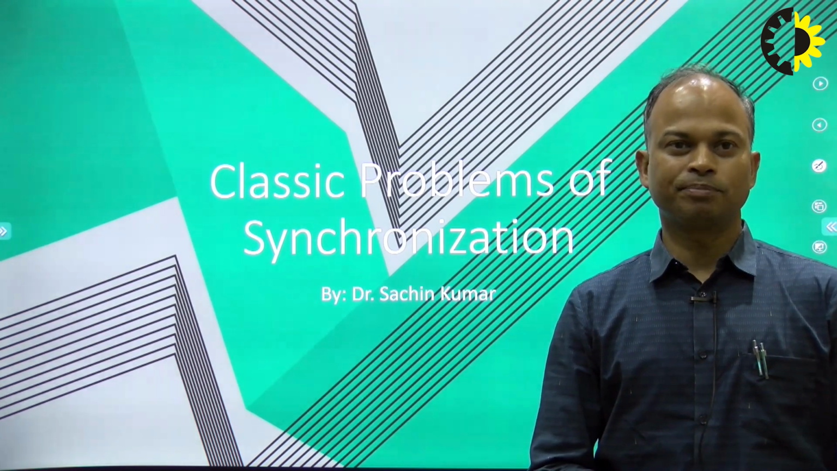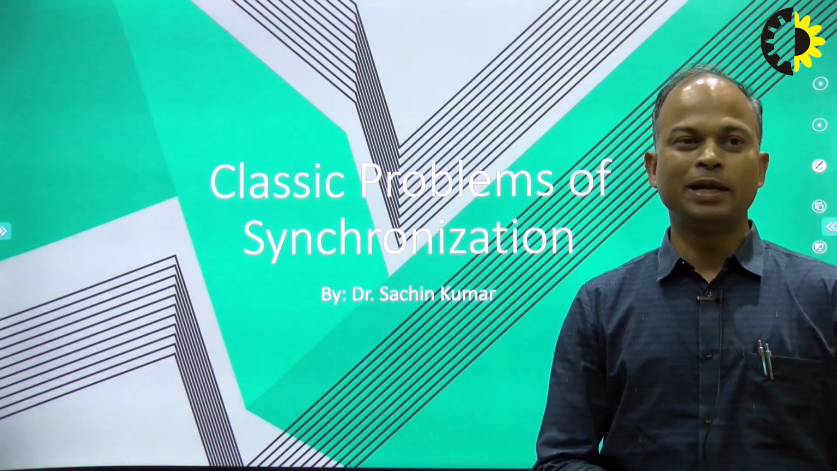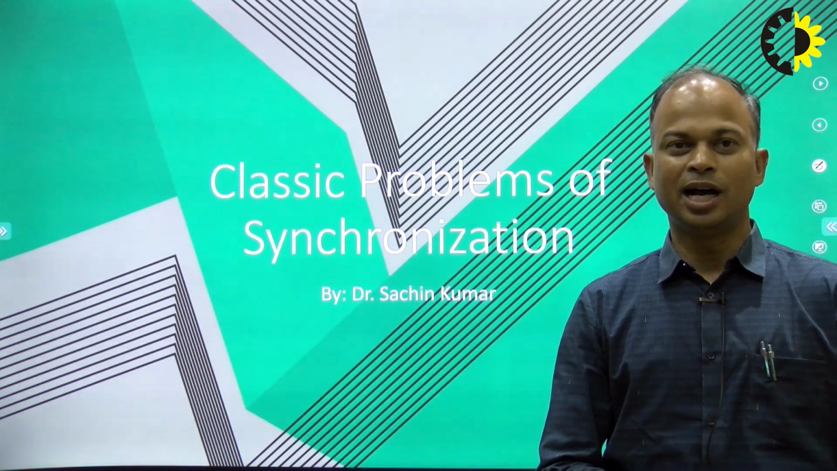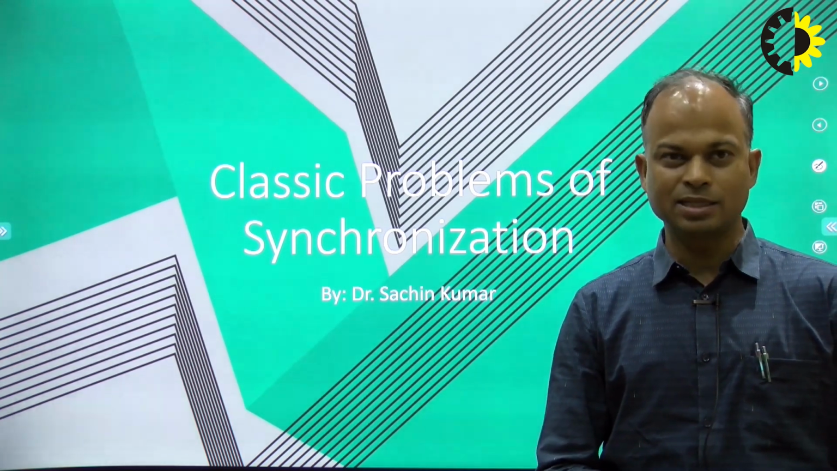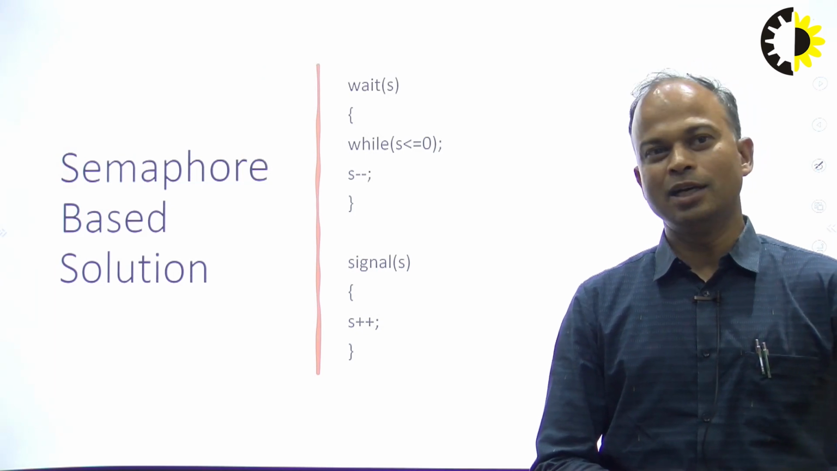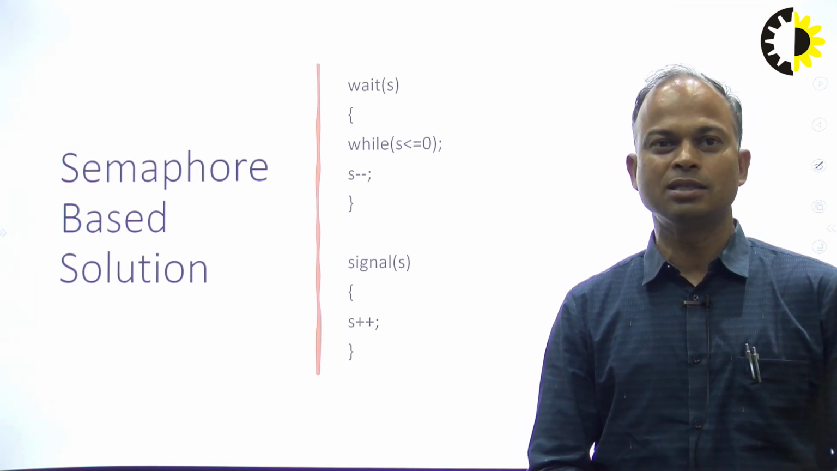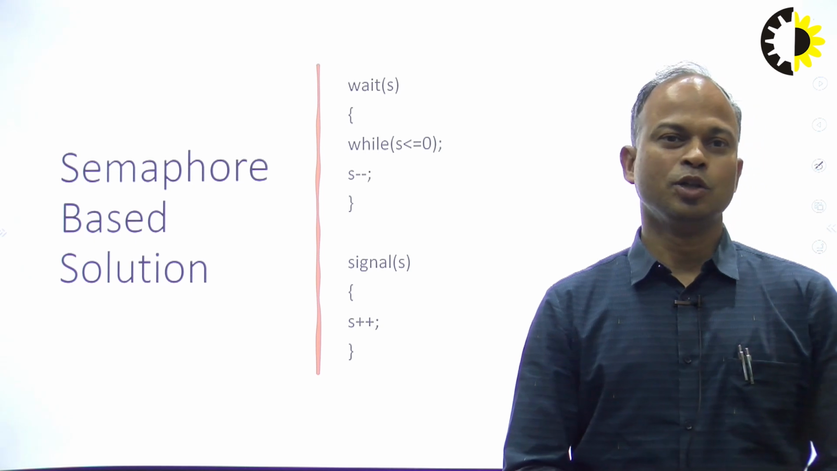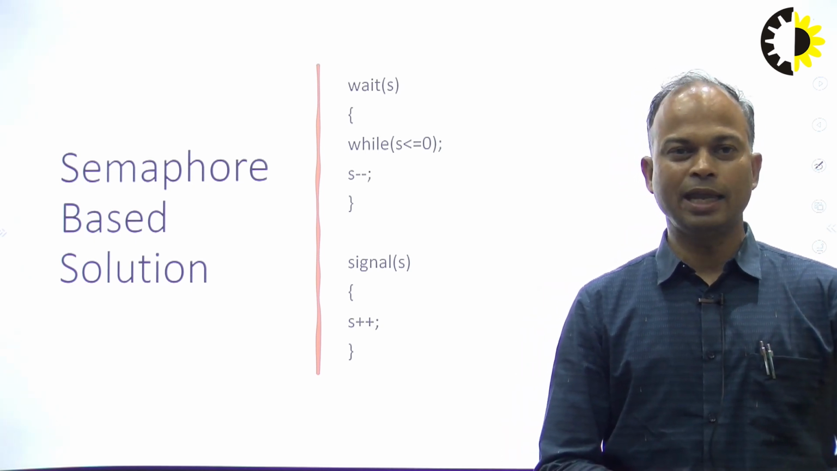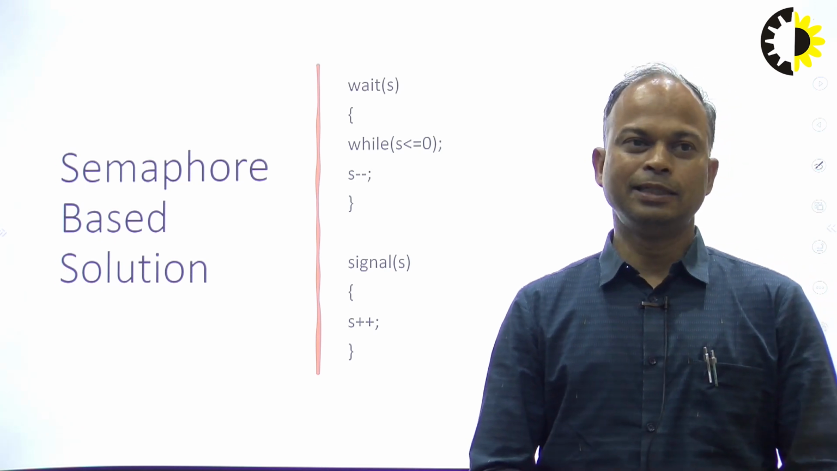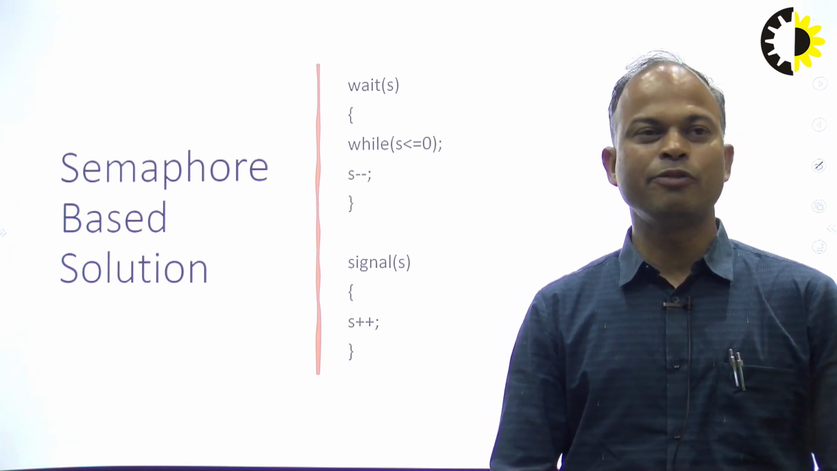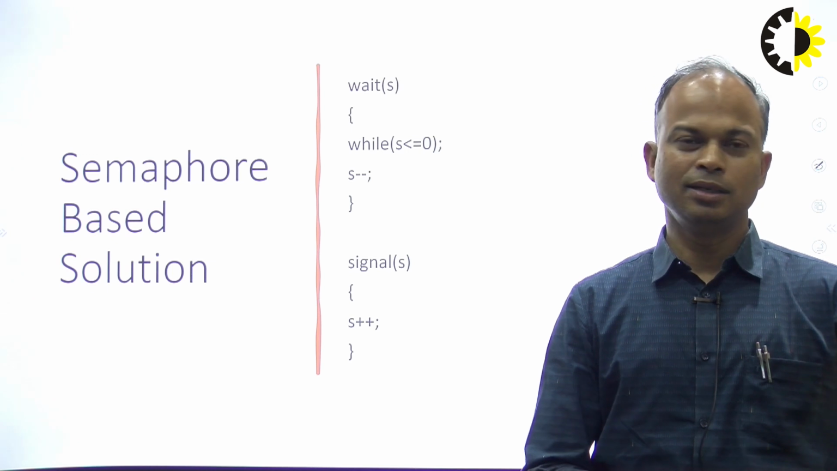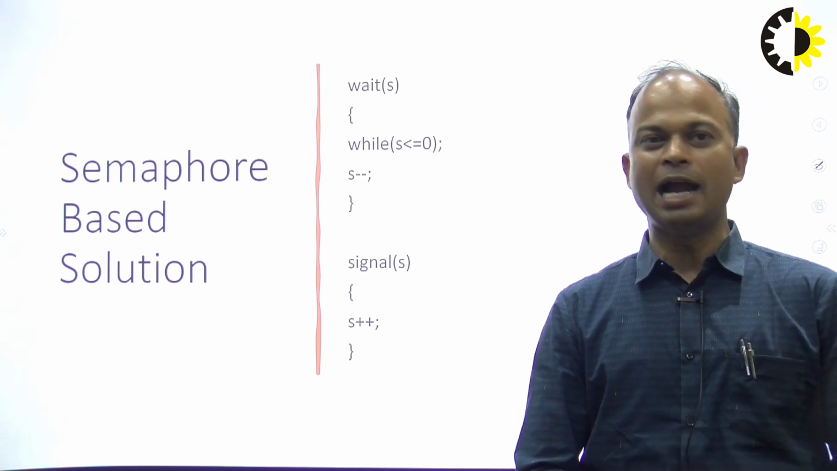In this lecture series, we are going to explore the various classical problems of synchronization, and how these problems may be synchronized. We have various solutions to synchronize the problems. The most popular solution is based on the semaphore. A semaphore is basically a binary variable, defined by S, and we have two functions, called the wait function and the signal function.